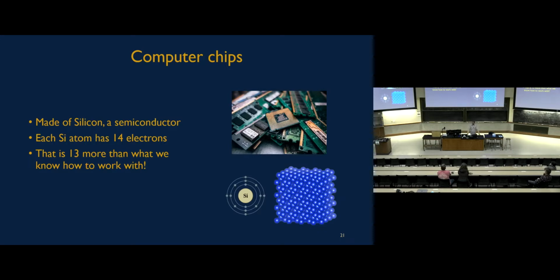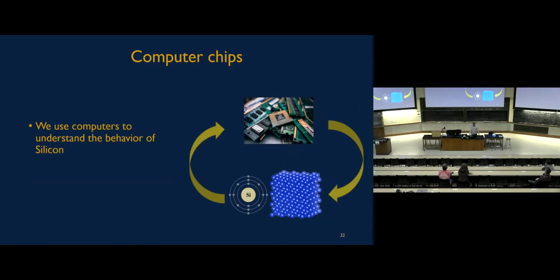Okay. We only know what to do when you have 1 electron. Even if you have 2 electrons, you cannot do anything with pen and paper. You have to use a computer. And so silicon with 14 electrons is already a very difficult material to predict its properties, at least by hand. So how do we understand how silicon works? We use computers.